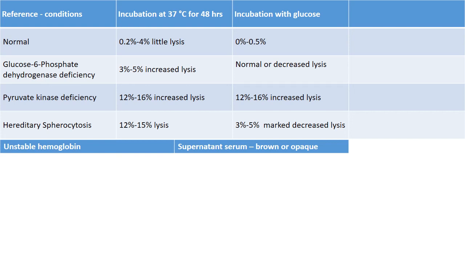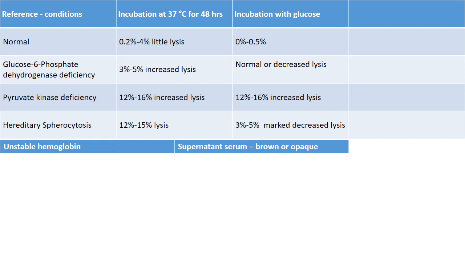In hereditary spherocytosis, the amount of hemolysis is increased. The level depends on the severity of the defect in the cell. In red cell enzyme defect hemolytic anemia, the autohemolysis is increased and the tubes with added glucose may show little decrease in lysis, or no decrease, or even increased lysis may be seen, as in the case of pyruvate kinase deficiency. If the supernatant serum is brown or opaque, it may be due to unstable hemoglobin.